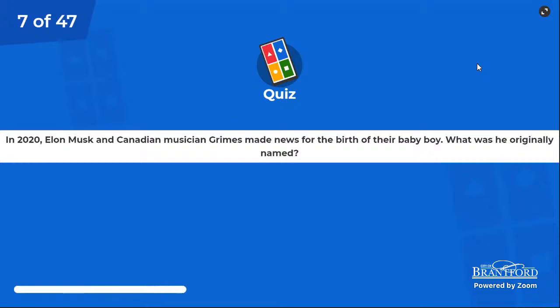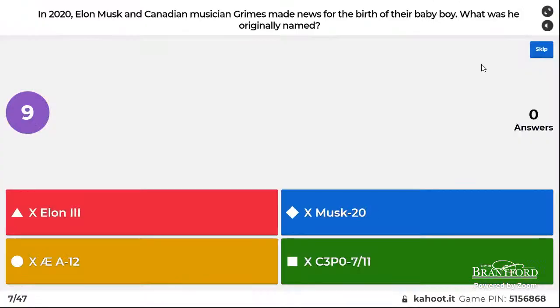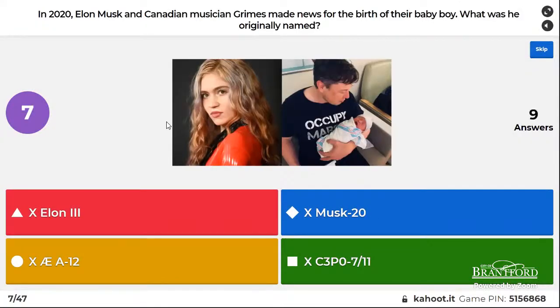In 2020, Elon Musk and Canadian musician Grimes made news with the birth of their baby boy. What was he originally named? So this made quite the news story last year, and I'm not even going to try to pronounce these names.